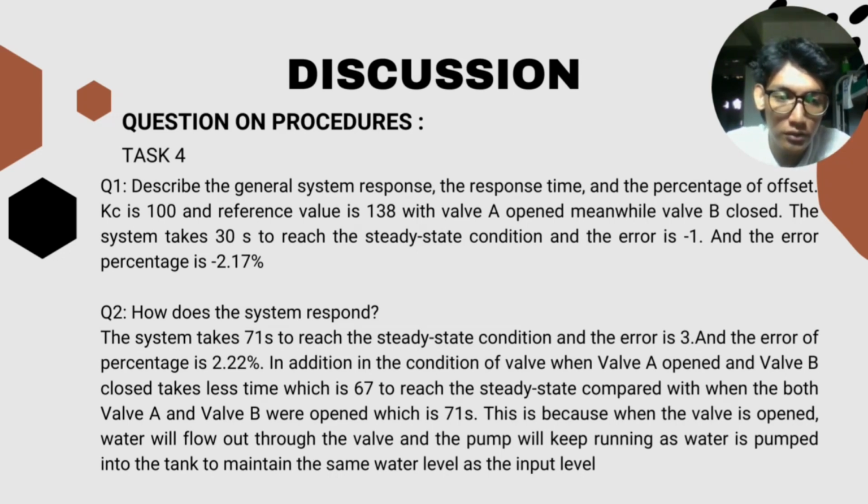The second question is how does the system respond? The system takes 71 seconds to reach the steady state condition and the error is 3 and the error percentage is 2.22%. In addition, when valve A is open and valve B is closed it takes less time, which is 67 seconds, to reach the steady state compared with when both valve A and valve B are open, which is 71 seconds. This is because when the valve is open, water will flow out through the valve and the pump will keep running as water is pumped into the tank to maintain the same water level as the input level.